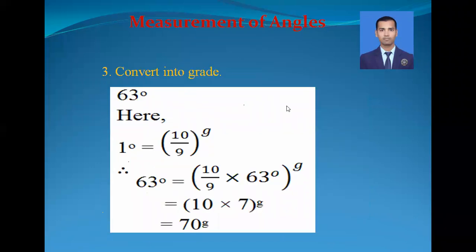In the same way, question number 3: convert into grade. If the question is given on the basis of degree and it commands us to find the answer in grade, then we should use the formula 1 degree is equal to 10 by 9 grade, where we need to find 63 degree. Therefore 63 degree is equal to 10 by 9 into 63 degree.